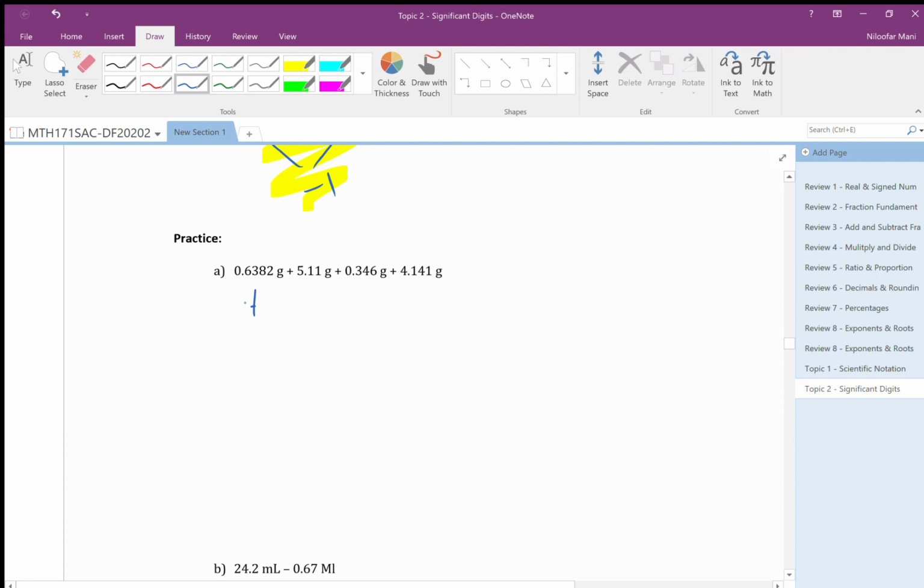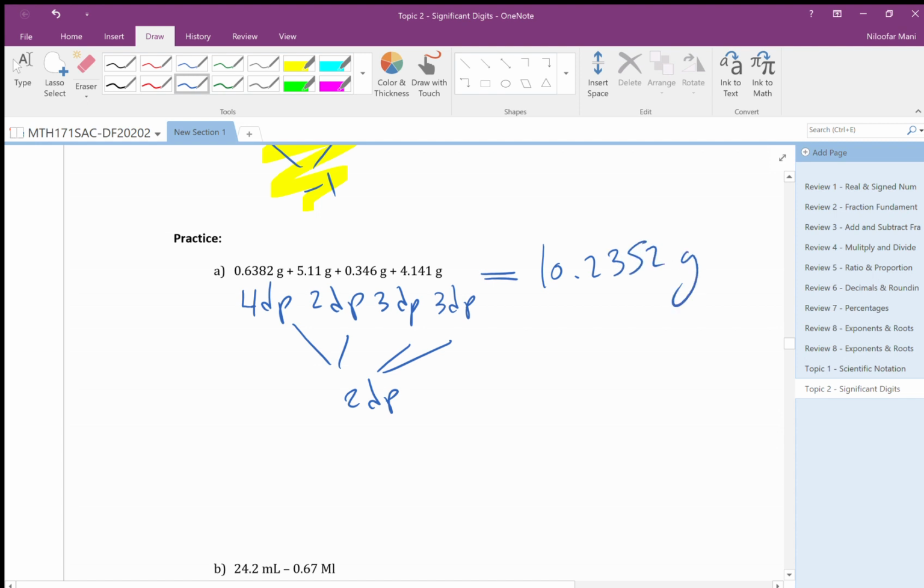Okay, so 4 decimal place, 2 decimal place, 3 decimal place, 3 decimal place. So which one is the least one? 2 decimal place. What is the answer? Gram, gram, gram, gram. So it's okay, I can find the answer. Just add them. Okay, 10.2352 gram. I need 2 decimal place. So I underline that, check that. It is almost 10.24 gram.